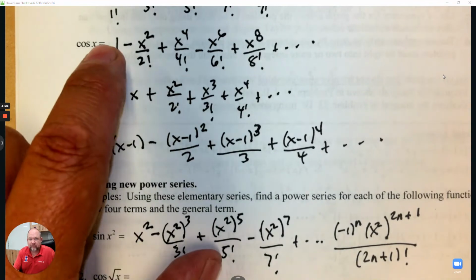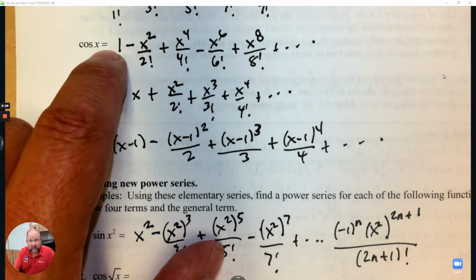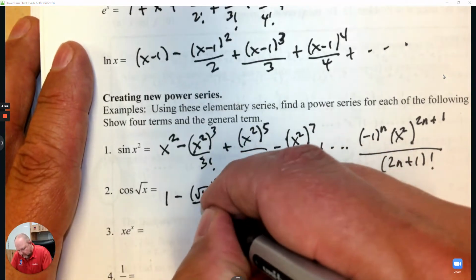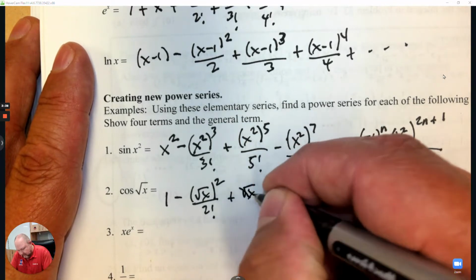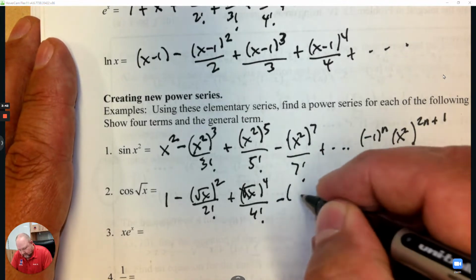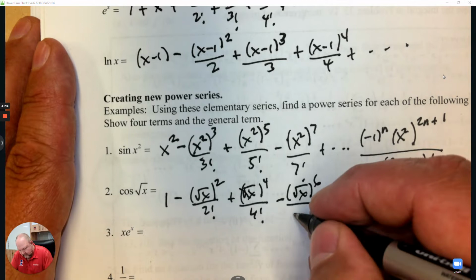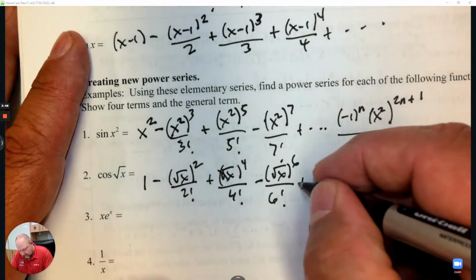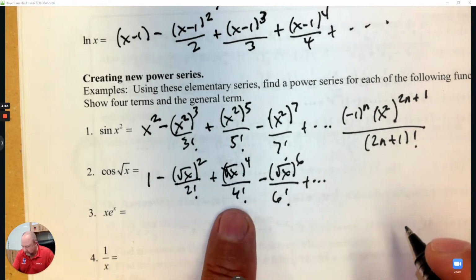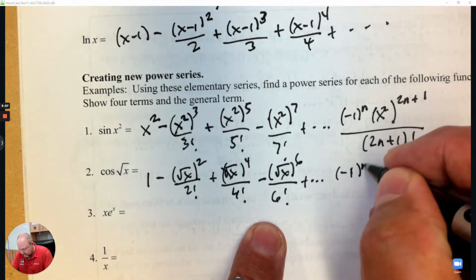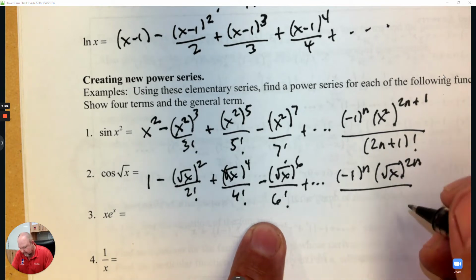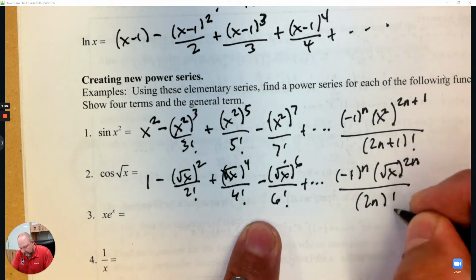So we have to know cosine and then put in root x where there's an x. So it's going to start with 1 minus, and then it's root x squared over 2 factorial, root x to the 4th over 4 factorial, root x to the 6th over 6 factorial. And if we simplified it down, it would just be x over 2 factorial, x squared over 4 factorial. So again, it alternates. And we have the square root of x, and the exponent is even. In the denominator, the factorial is even.